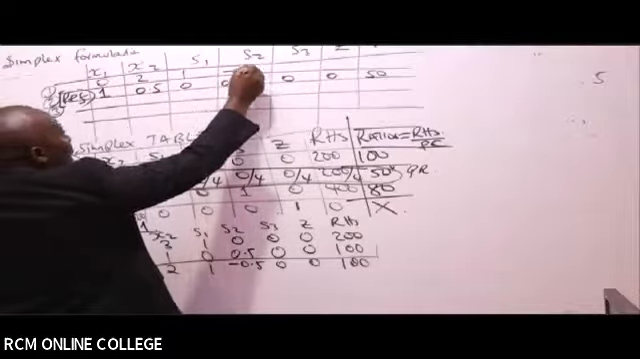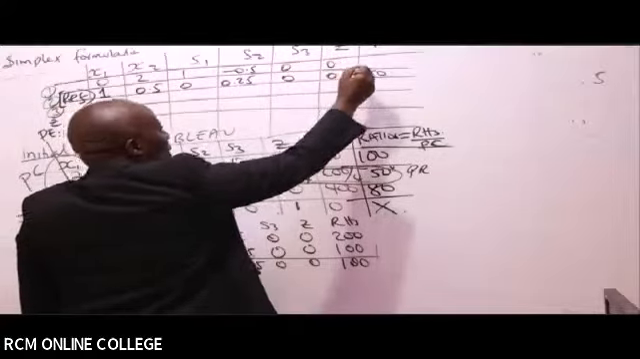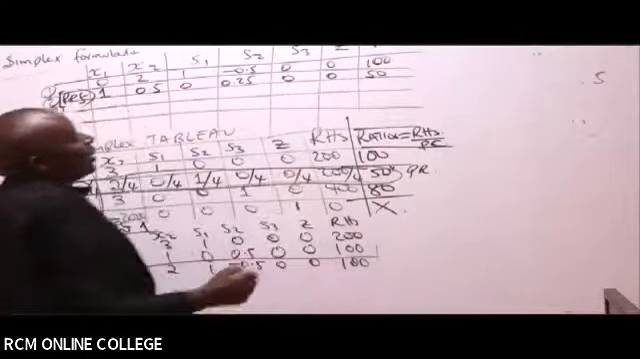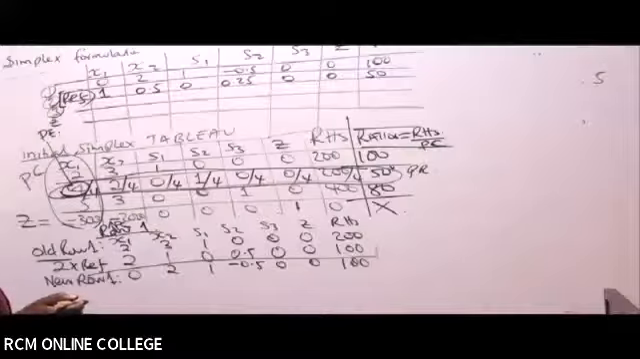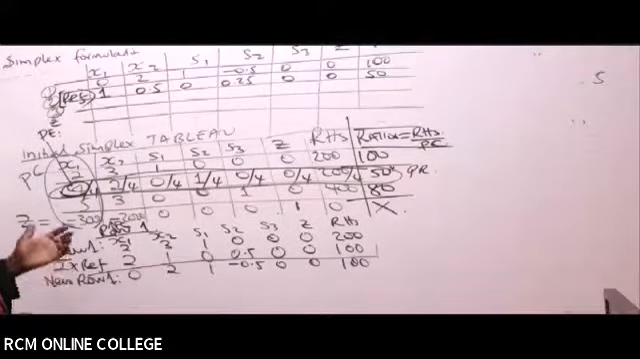1 minus 0.5. 0, 0, 0, 0. And then we have 100 there. So we have new row 1. Now we want to get new row 3.